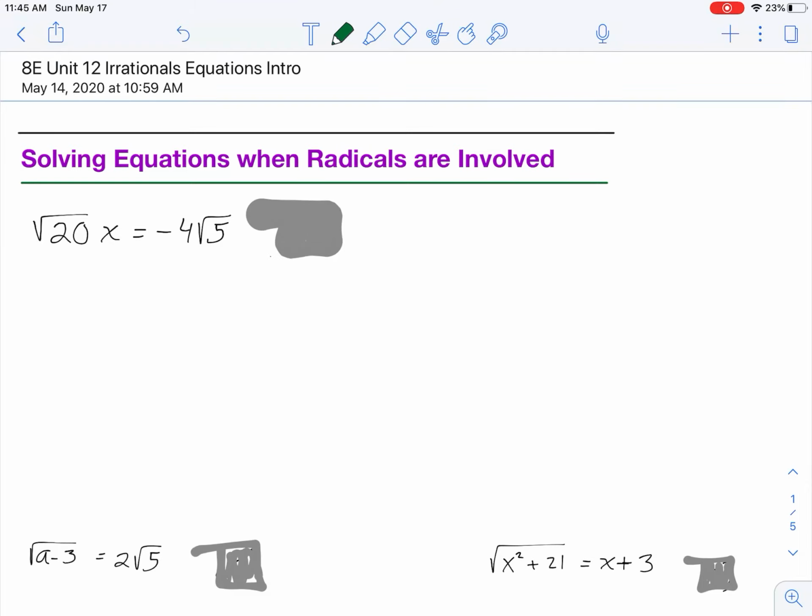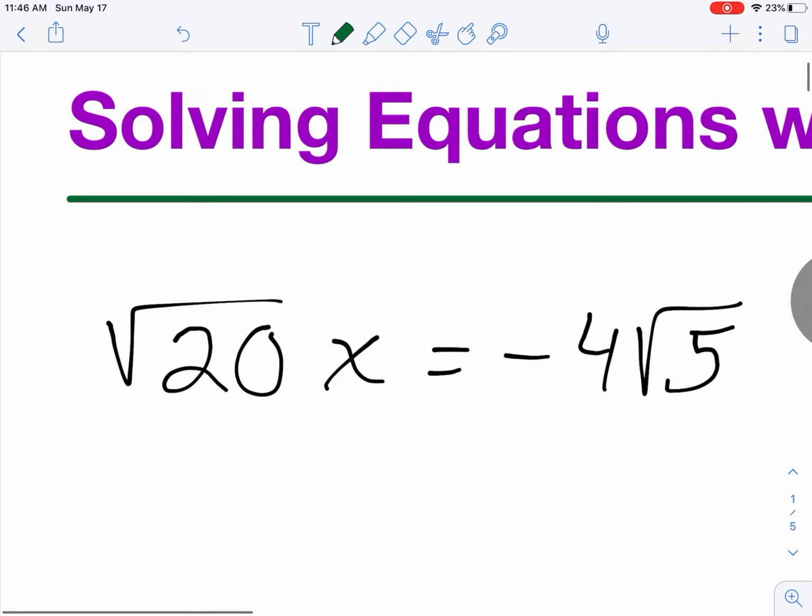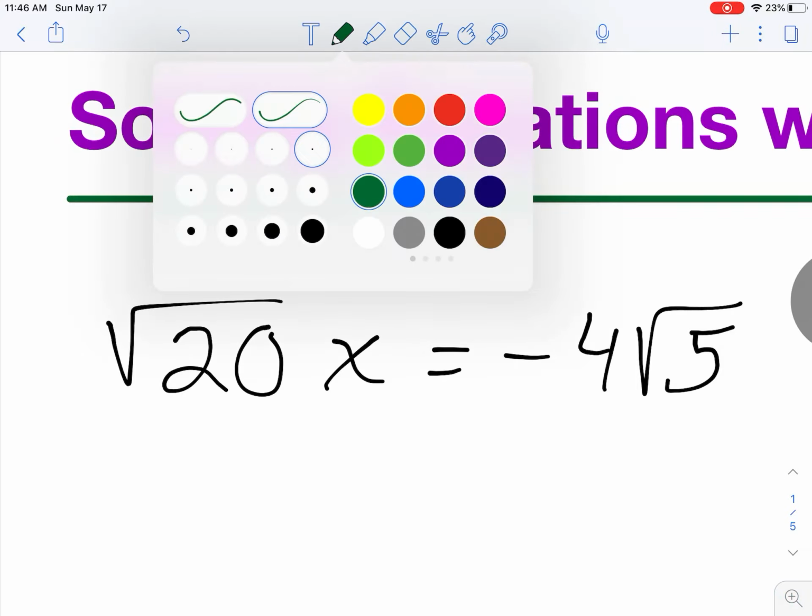Welcome, and let's talk about solving equations with radicals involved, sometimes called radical equations or irrational equations. For starters, I want you to notice that I have a square root of 20 times the x. The x is not inside that radical.